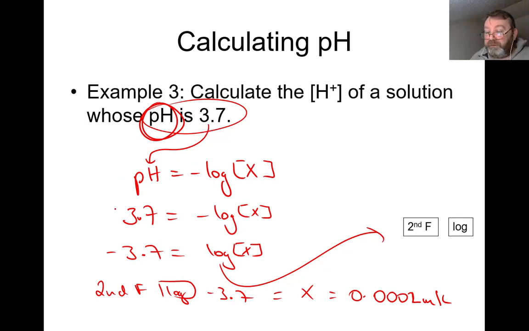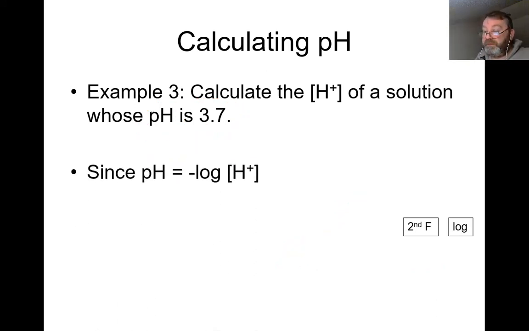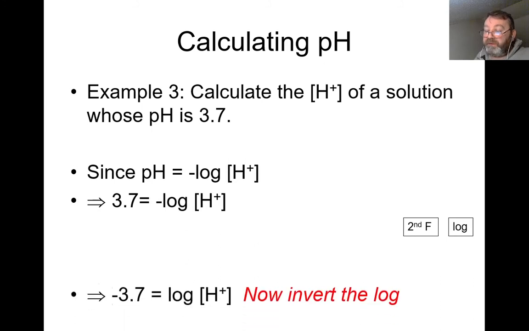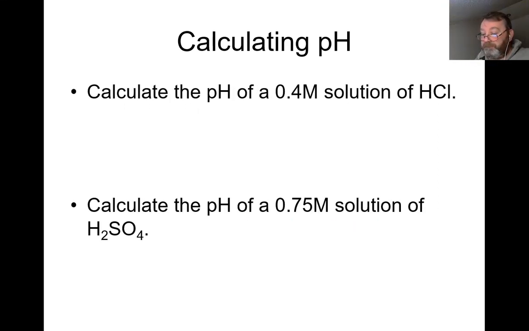Send the minus over the other side and then invert the log with minus 3.7 by second function log on your calculator, and that gives you the answer. Again, I have this typed out here for you, so you can work through it yourself. Minus the log is 3.7, so the log is minus 3.7. Now invert the log by using the second function log with the minus 3.7, and you end up getting, as we said already, 0.0001995, 0.0002 I said, or 2 by 10 to the power of minus 4.